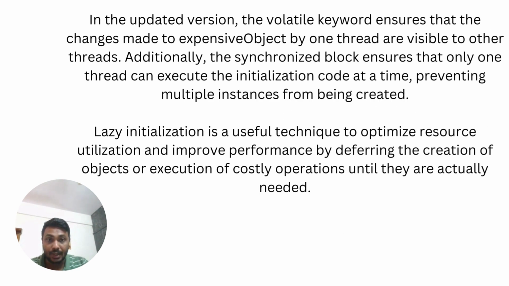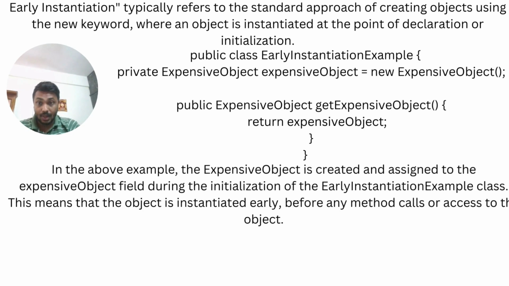The volatile keyword ensures that a change made to the expensive object property by one thread is visible to other threads. Additionally, the synchronized block ensures that only one thread can execute the initialization, preventing multiple instances from being created. So lazy initialization is useful to optimize resource utilization and improve performance by deferring creation of objects or execution of costly operations. Early initialization is just the opposite of lazy initialization.